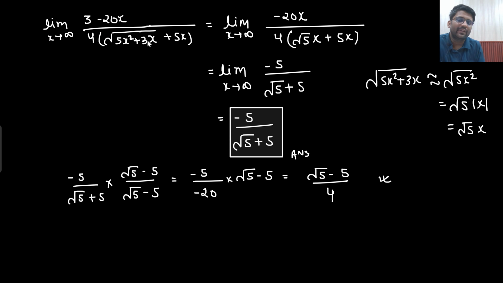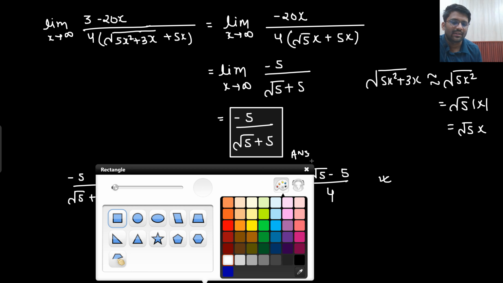And downwards we have under root 5x square plus 3x. So 5x square would be much bigger than 3x, so I can replace that with under root 5x. So under root 5x here plus 5x here, x is common, x and x get cancelled out. Minus 20 by 4 under root 5 plus 5 is the answer we are getting, or I can say minus 5 by under root 5 plus 5. Do the rationalization and we get the same answer.